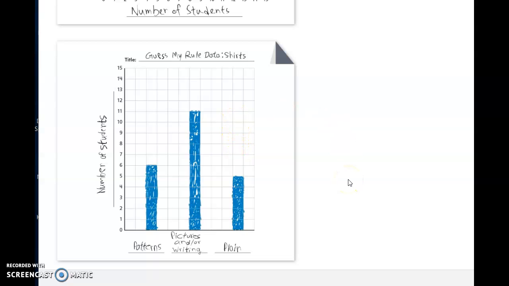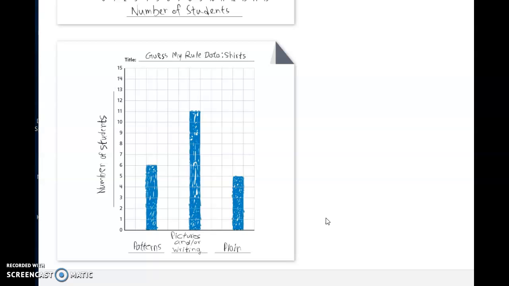Another way to do that problem is to take the 11 people with pictures and writing and subtract the number of plain shirts, which were 5. So 11 minus 5 equals 6. So 6 more people had pictures or writing shirts over plain.